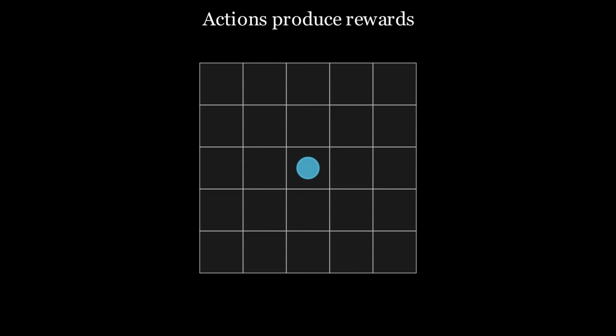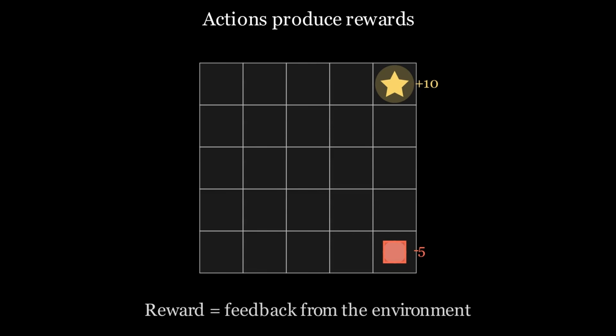Every action produces a consequence, and that consequence comes in the form of a reward. Here's our agent. There's a goal worth plus 10 and a danger zone worth minus 5. When the agent reaches the goal, it earns a positive reward, plus 10. But when it hits the danger zone, it gets a negative reward, minus 5. Rewards are feedback. They tell the agent whether its actions were helpful or harmful.